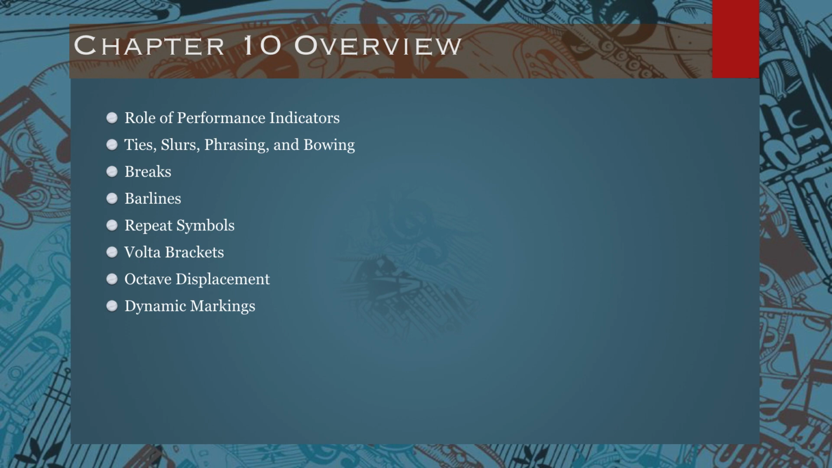We're also going to talk about repeat symbols, which indicate that a performer should play a certain section over again. Volta brackets go along with repeat symbols. They're an indicator that lets you know what ending to play on which repeat, which you'll understand by the end of this chapter. We're also going to talk about octave displacement and dynamic marking. So dynamic markings basically tell you how loud or soft to play a piece.